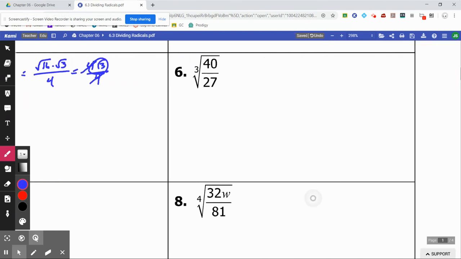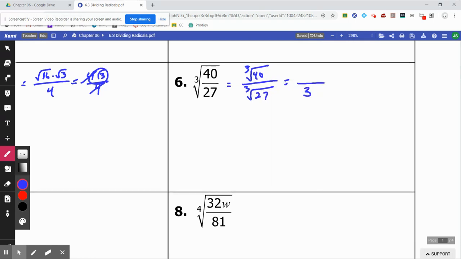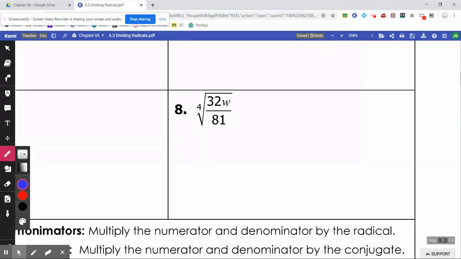Okay, number 6. The cube root of 40 over the cube root of 27. Again, you can always split radicals. And I know the cube root of 27 on bottom, that's pretty easy. That's just 3. But on top, is there a perfect cube inside of that 40? The cubes that you know are 8, 27, 64, and so 8, I can split into 8 times 5. So on top, you're going to have a 2 and a cube root of 5. On bottom, you have a 3, and that's simplified.